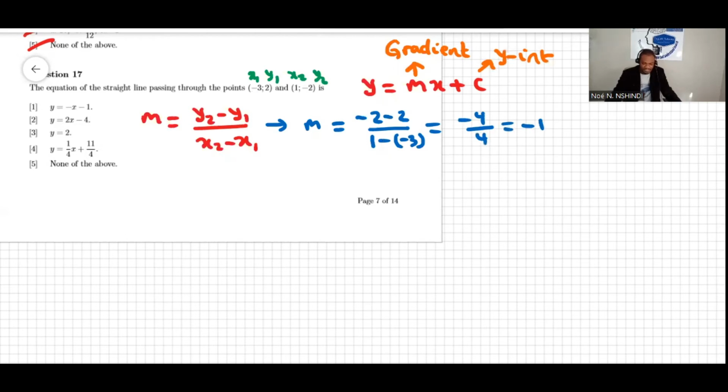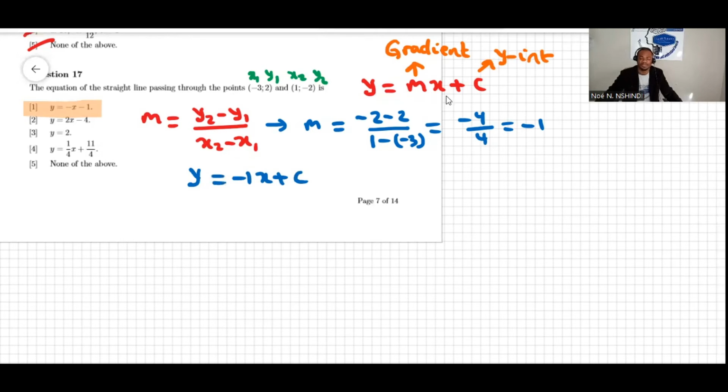Already, from working out the gradient, I know the gradient is the coefficient of x. The coefficient of x is -1. I can see that the correct alternative is this one already without further calculations. I can tell that the answer is that one, but now let's prove it. Now we can write that y equals -1x plus c, because that's the gradient.